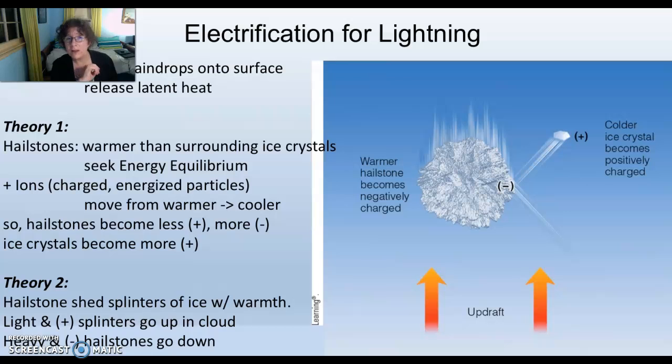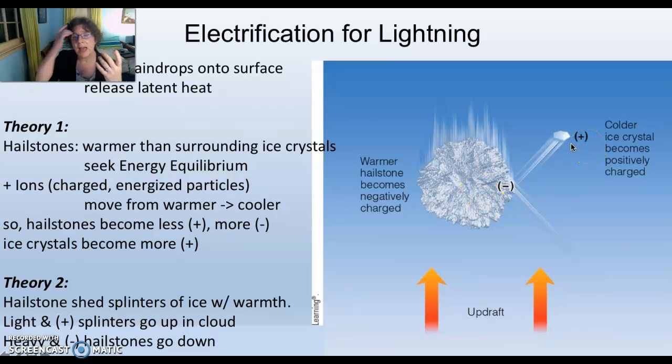So overall, the theory is that the hailstone, let's call it the hailstone, stays warmer than the ice crystal and the raindrop that freezes to it, because you've got a lot of latent energy in the vicinity of this hailstone as the freezing is taking place. So now you have a warmer hailstone and a colder ice crystal. You have a system that is not in equilibrium. And you know that the energy needs to transfer from the warmer environment to the colder environment.